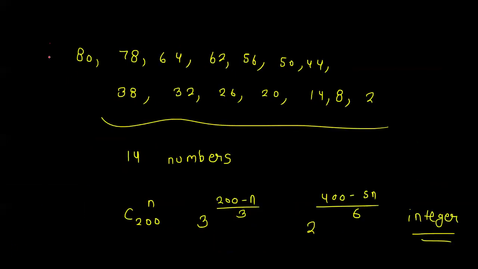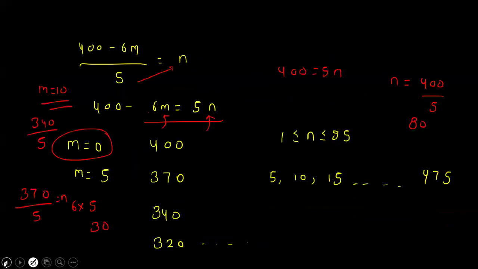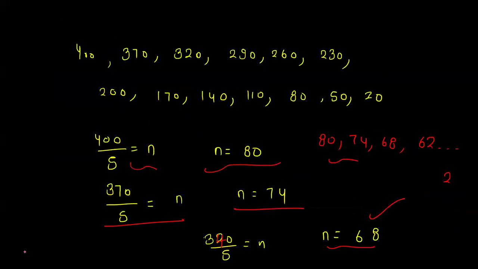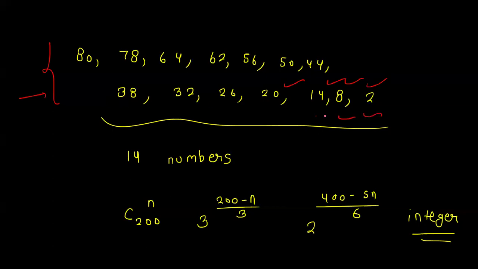So these are the possible values of n from here, and these values like 2, 8, 14, 20 are also in this sequence, in the gap of 3, like 2, 5, 8, 11, 14, 17, 20. So here we have 2, 8, 14, 20, and here we also have 2, 8, 14, 20. So these numbers are all included there also, so these are 14 numbers.